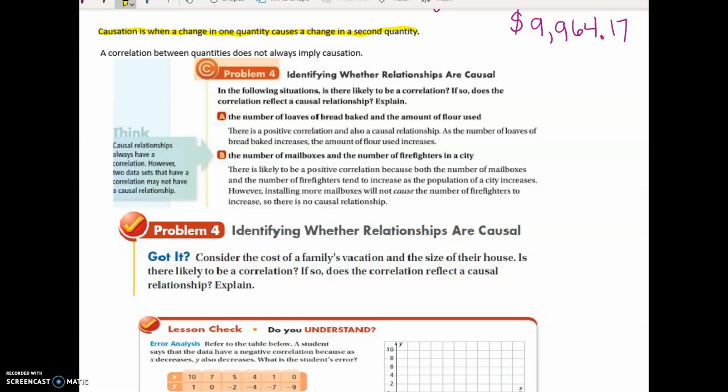So one thing to keep in mind, a correlation between quantities does not always imply that there is also causation. In this example, they want us to identify whether relationships are causal. In the following situations, is there likely, first of all, to be a correlation, meaning positive or negative correlation? And if so, does the correlation reflect a causal relationship? Does one quantity cause the other quantity to change? So we're looking at two different things here.